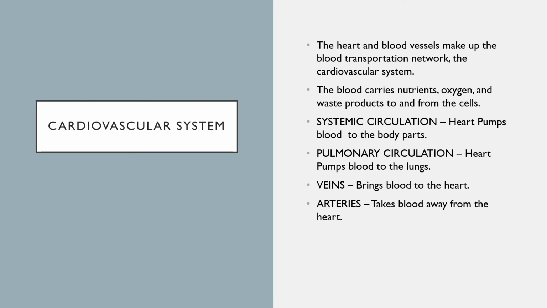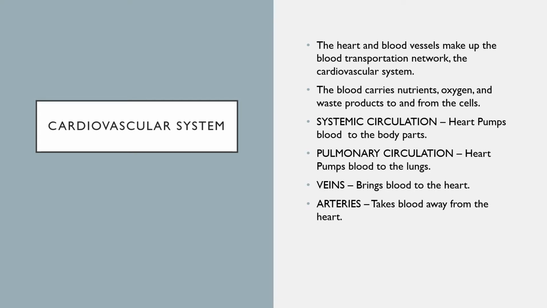The circulatory system transports fluid throughout the body. It consists of the cardiovascular and the lymphatic system. The heart and the blood vessels make up the cardiovascular system. The heart pumps blood throughout the body through the blood vessels, and the blood carries nutrients, oxygen and waste products inside and outside of the cell.